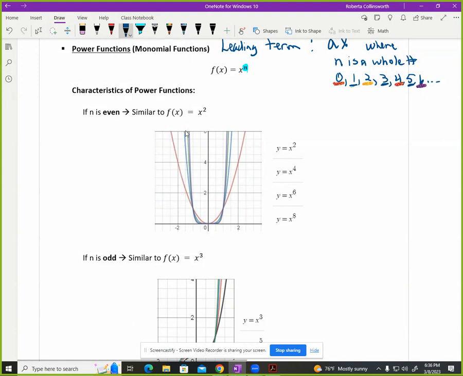So end results meaning this is going up, that's going up. This is going up, that's going up. This is going up, that's going up. This is going up, that's going up. The end results are going in the same direction.